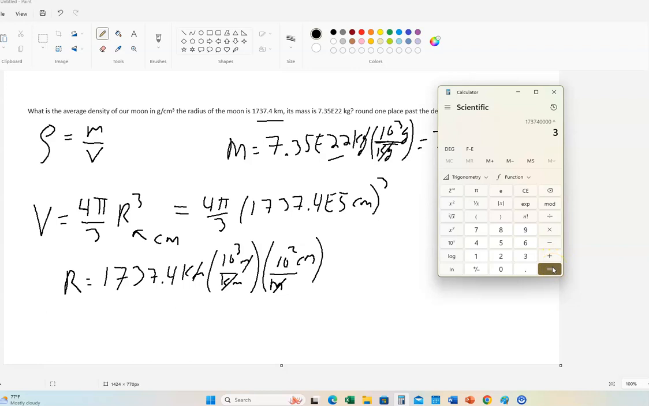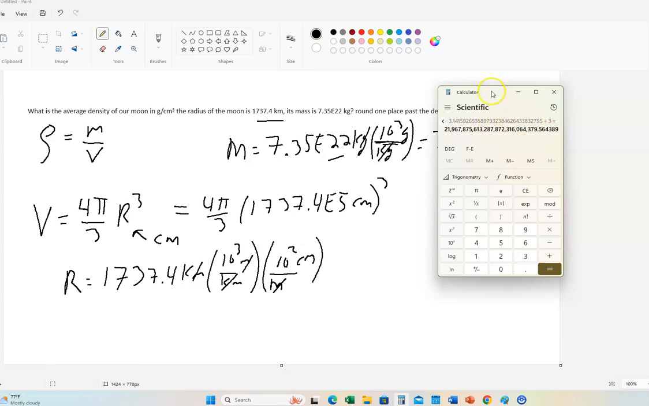I could figure out what that cubed is, but then I'm going to have to multiply it. I could multiply it right now by 4 pi divided by 3. That's fine. Or here, this is what it is cubed. And then times 4 times pi divided by 3. So this is this enormous volume. Your calculator probably would put that in scientific notation.